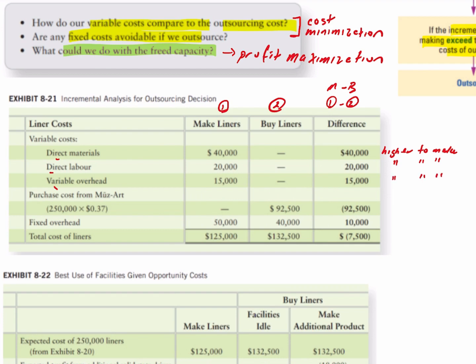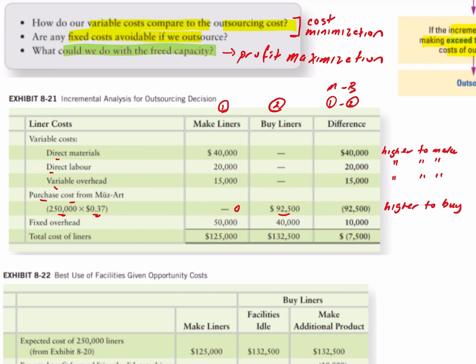Now, also included as a variable cost is the actual purchase cost from the outsourcer. You could do this one first, or you could save this till the end. There is more than one way to solve a problem like this. The company has the option of buying 250,000 units at a cost of 37 cents. So, of course, if we make the liners, we wouldn't incur the purchase cost. That's why this is 0 here. And if we bought them, we would spend $92,500. This makes the difference higher to buy.